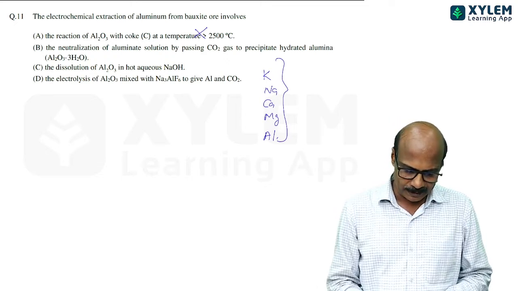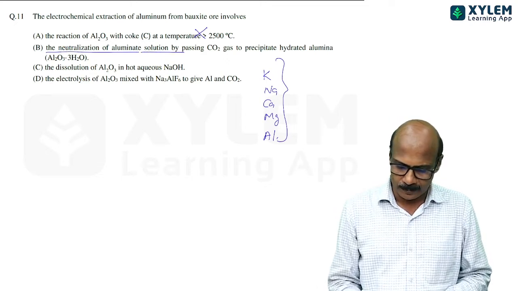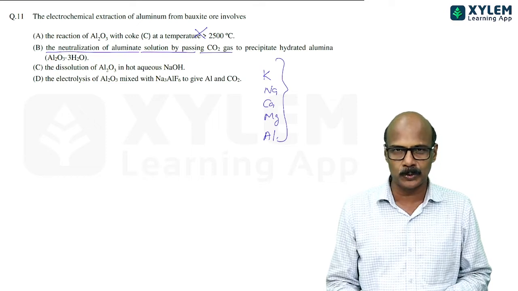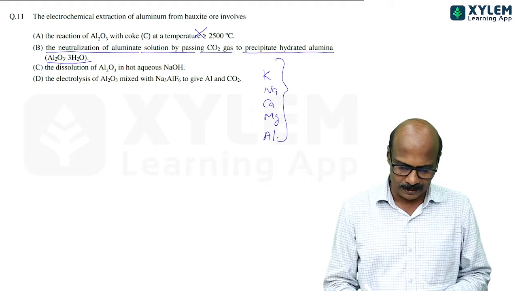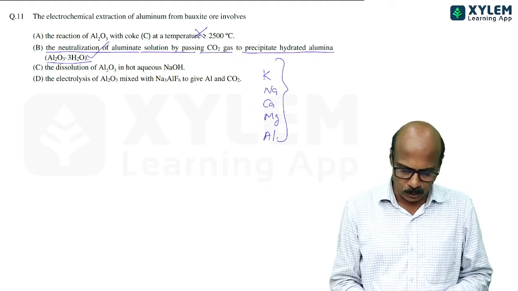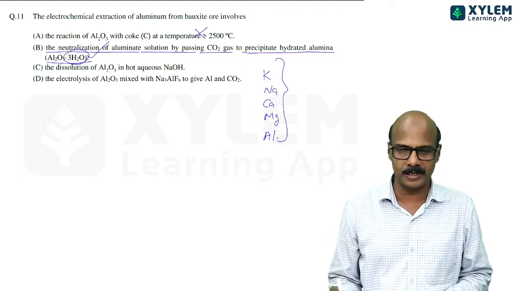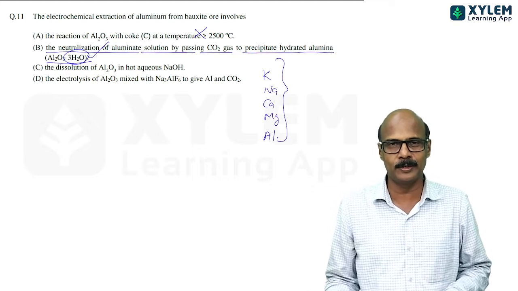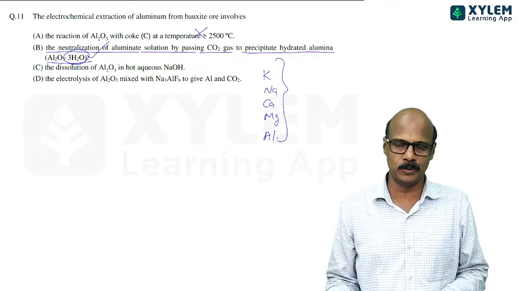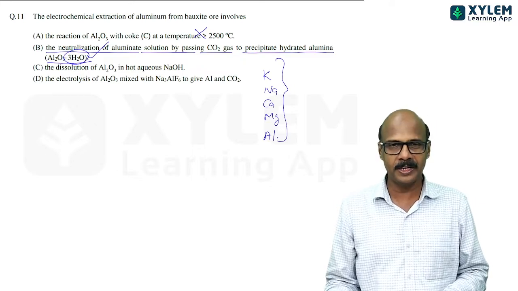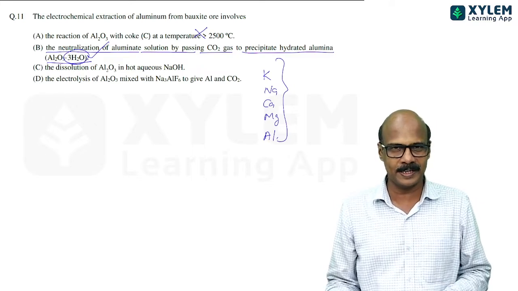The second statement, the neutralization of aluminate solution by passing CO2 gas to precipitate hydrated alumina. That statement is correct. Even though hydrated alumina is strictly, it may not be Al2O3·3H2O. Anyway, it can be Al2O3·xH2O. You can write it in that way.